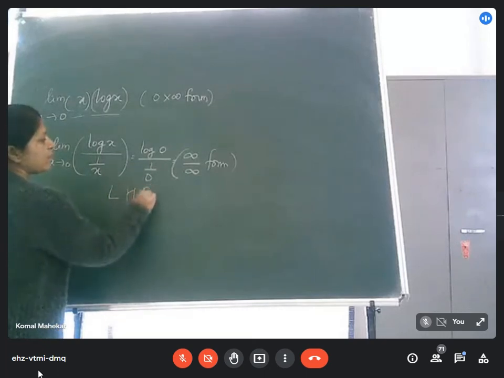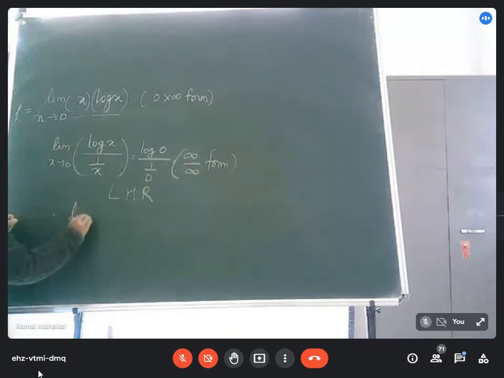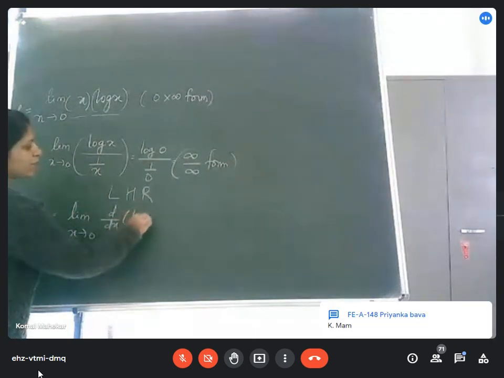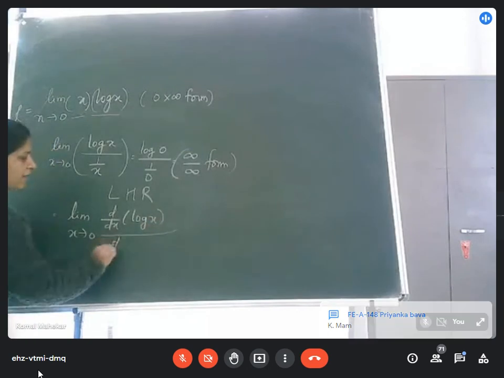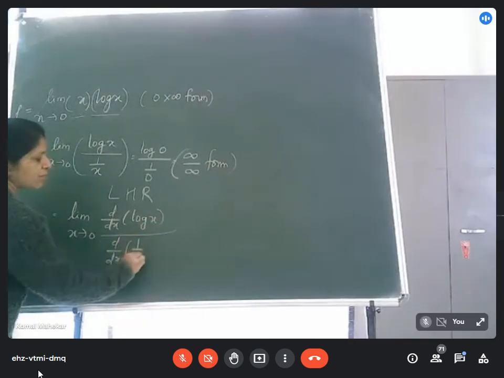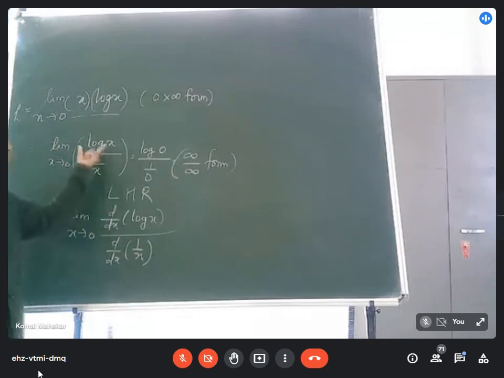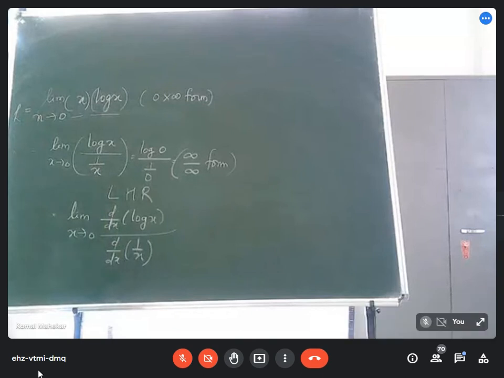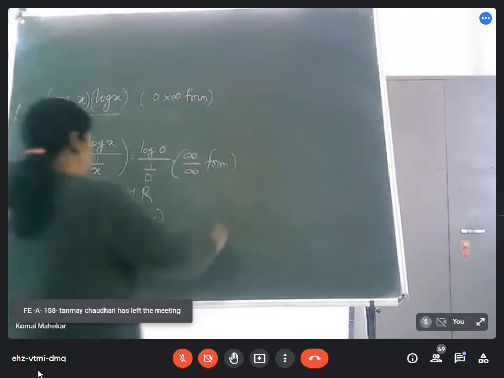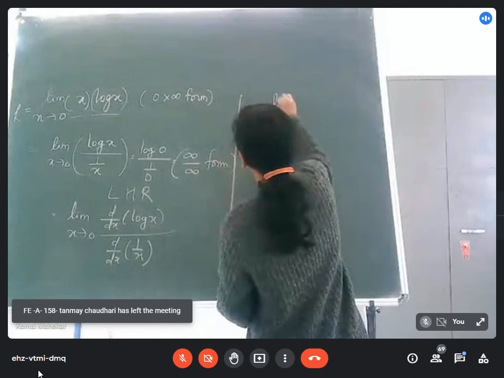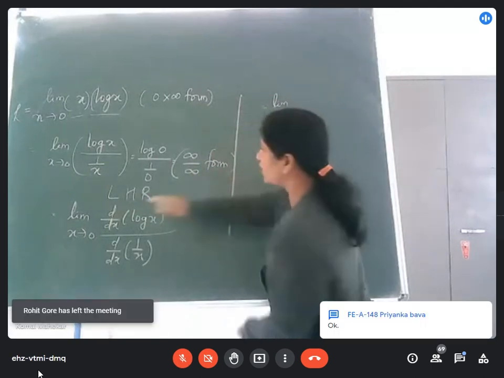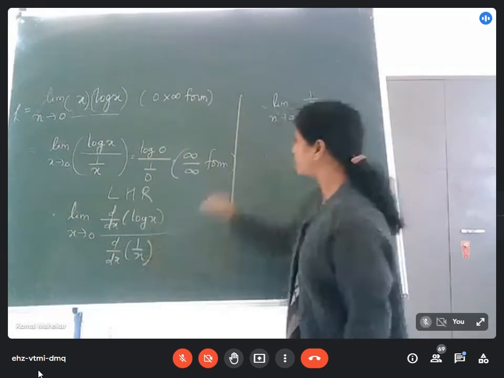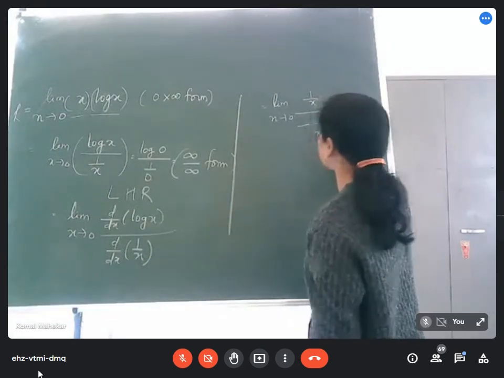So now we will apply L'Hospital rule. According to the L'Hospital rule, we have to take the derivative of the numerator function, that is log x, and the derivative of the denominator function, that is 1 by x. So this is equal to limit x tends to 0. Now what is the derivative of log of x? That is 1 by x. And the derivative of 1 by x is minus 1 by x square.